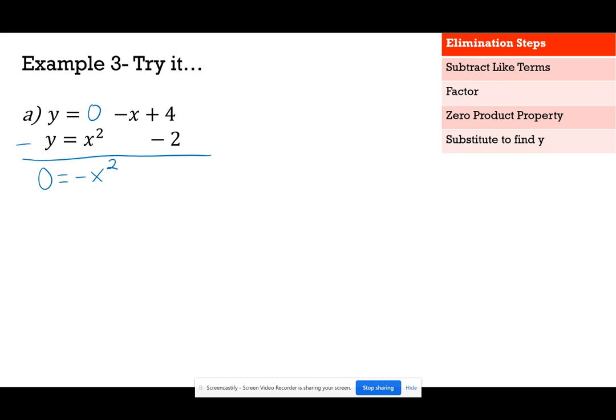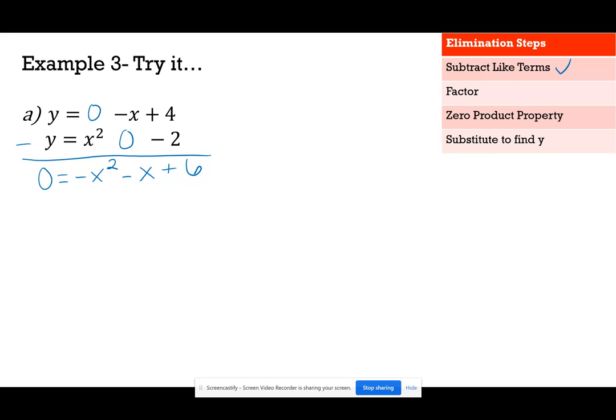And then same thing in the next one. I have negative 1x minus 0x. Negative 1 minus 0 is still negative 1x. And then 4 minus negative 2. So again, I have minus a negative, so that's technically adding, and it's going to be 6. So we have subtracted our like terms. Now we need to factor.